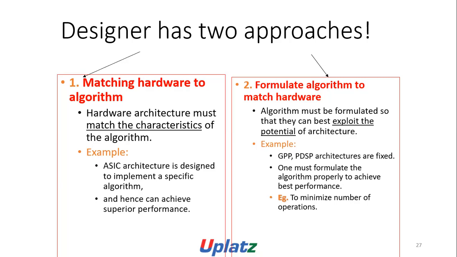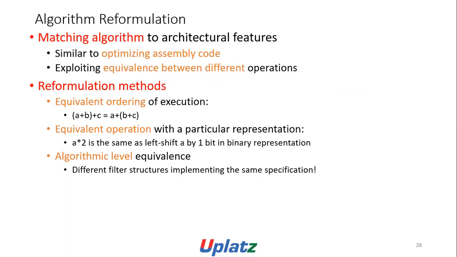ASIC architecture is designed to implement a specific algorithm and hence can achieve superior performance. The other approach is to formulate the algorithm to match the hardware: algorithms must be formulated so that they can best exploit the potential of the architecture. Example, GPP and PDSP architectures: one must formulate the algorithm properly to achieve the best performance and minimize the number of operations.